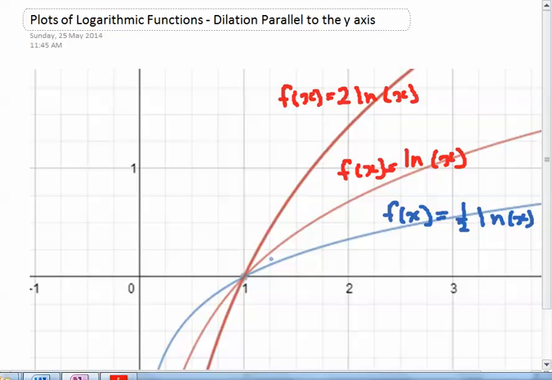So that's parallel to the y-axis. How do you remember that? Well, I suppose one way is that the coefficient of the log function is closer to where y would be. That's one way to remember it, I suppose.